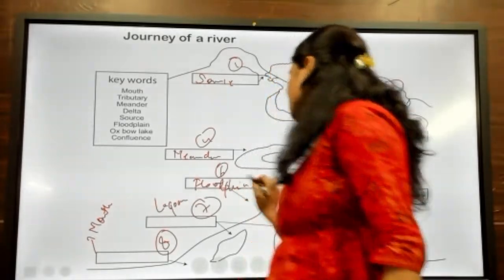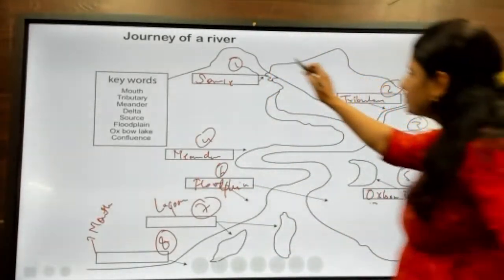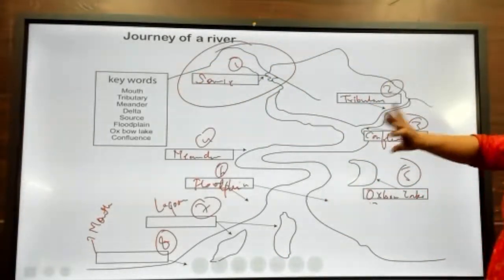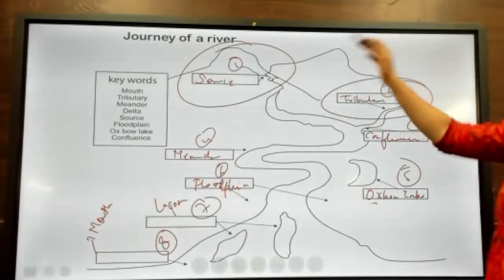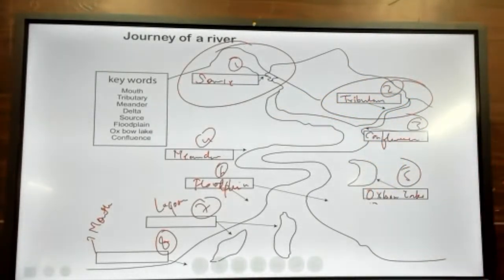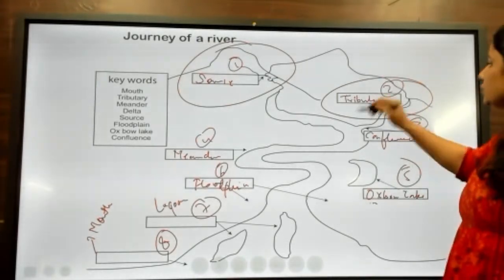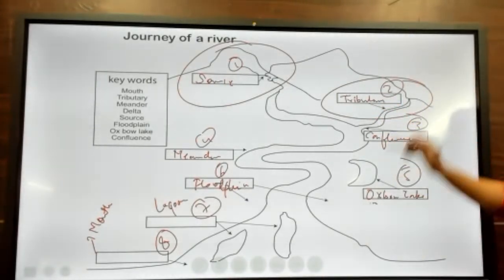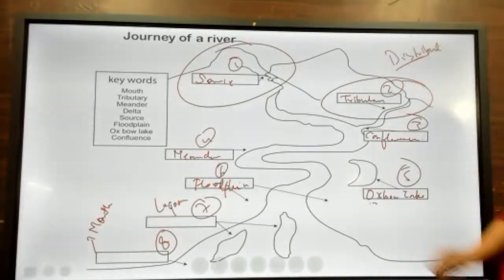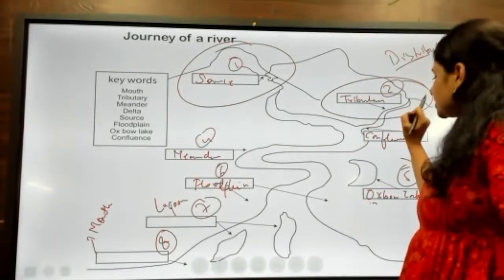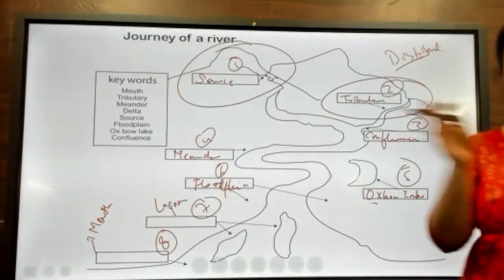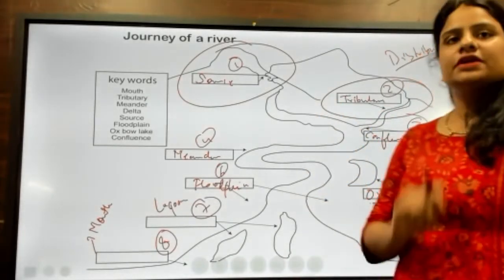So this is how the journey of a river will be. It will start with its source, or there will be something called the origin. It will have some tributaries. While following its path, it will meet some other smaller rivers. Now, if you know tributaries, you should also know what distributaries are. Distributaries are those rivers where the main river is divided into smaller parts.